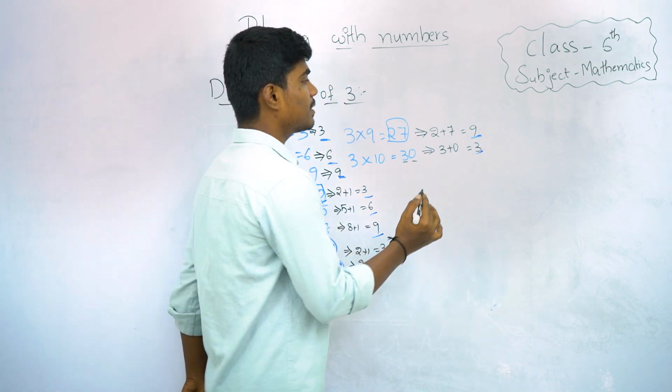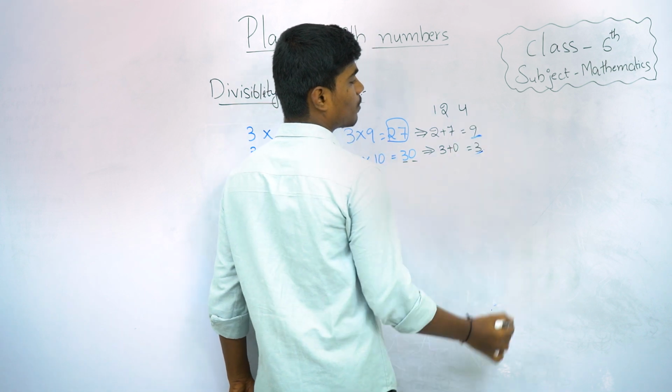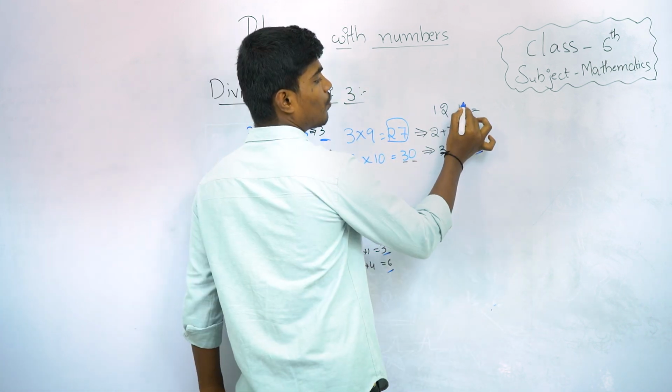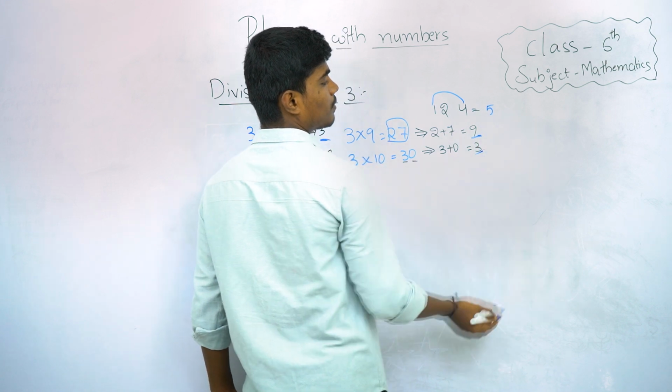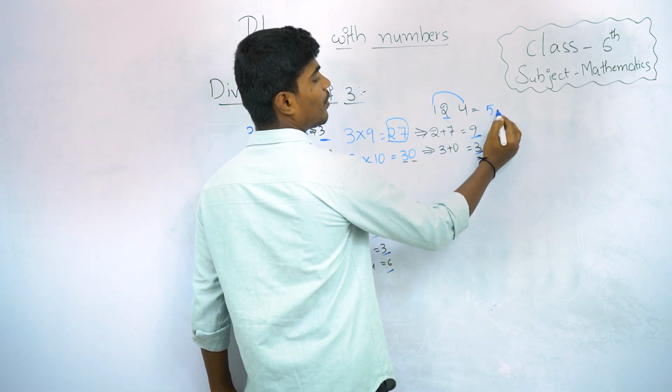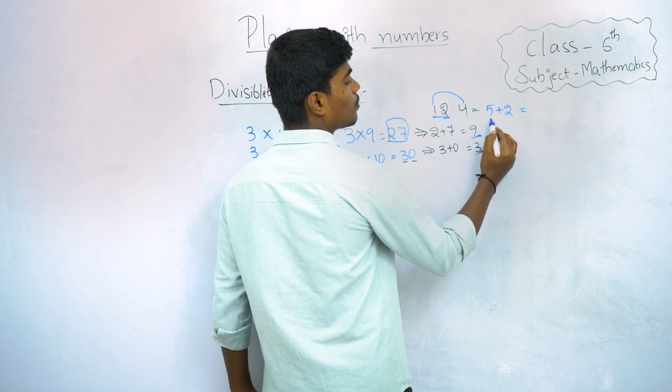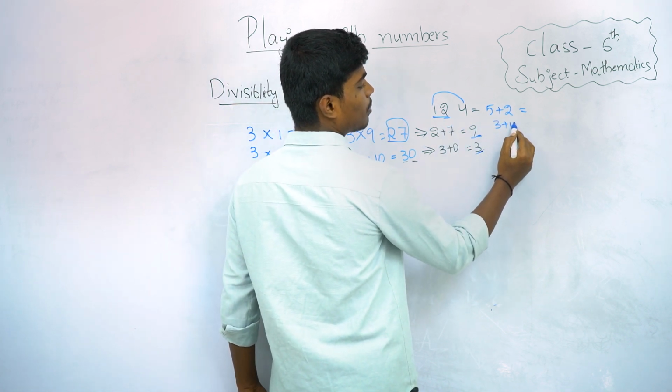Suppose let's take 124. Let's add the digits. 4 plus 1 is 5, and 5 plus 2. Or you can do 1 plus 2 is 3, 3 plus 4.